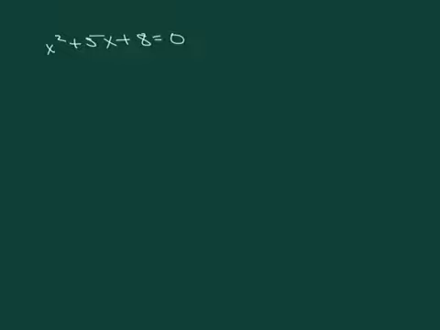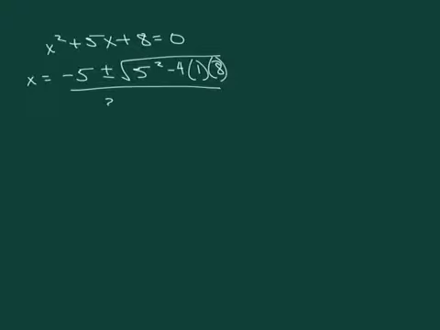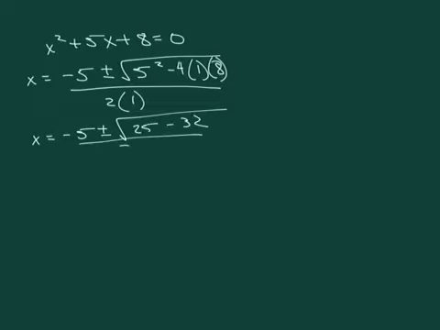Alright, so x equals negative b, negative 5 plus or minus the square root of b squared minus 4 times a times c. I don't suggest you doing this in your head. Over 2 times a. So x equals negative 5 plus or minus the square root of 25 minus 32 over 2. So see what we've got? We're going to have a negative number there. So that's going to give us a complex number.